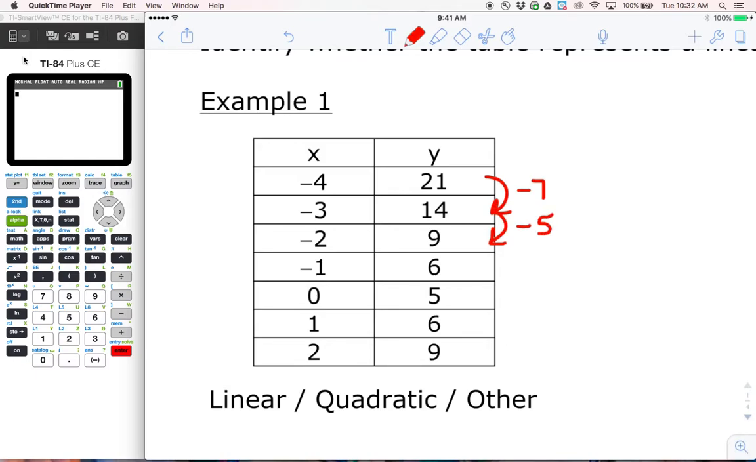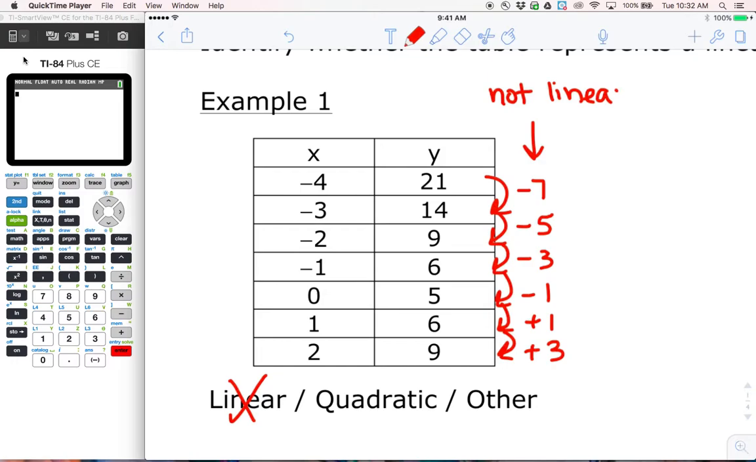So right off the bat, you should know these are not linear. Because linear, I would have constant differences. They should be the same because my x's are going up by the same. But if we keep going, we see, let's see, subtract 3, subtract 1, then we add 1 to get from 5 to 6, and we add 3 to get from 6 to 9. So it's not linear. In fact, let's write that down. These numbers, since they don't match, tell us that this relationship is not linear.